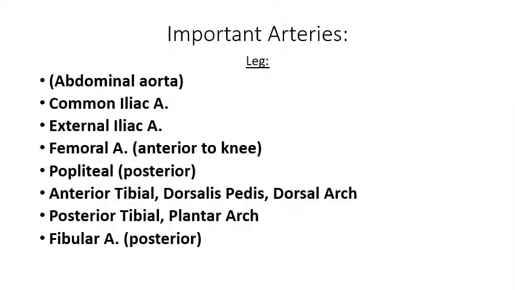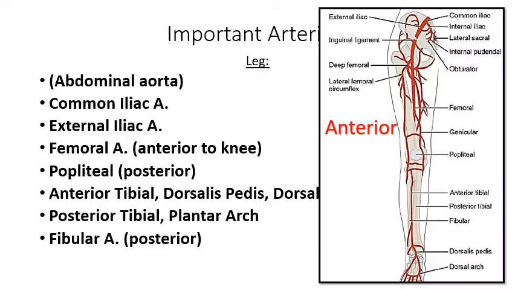Looking at the blood flow through the leg, the arteries going down the leg, these various arteries. This is an anterior view of the leg. The abdominal aorta bifurcates into a left and right common iliac artery. The common iliac artery then travels through the pelvis and divides up into a few other blood vessels, but it becomes the external iliac artery.